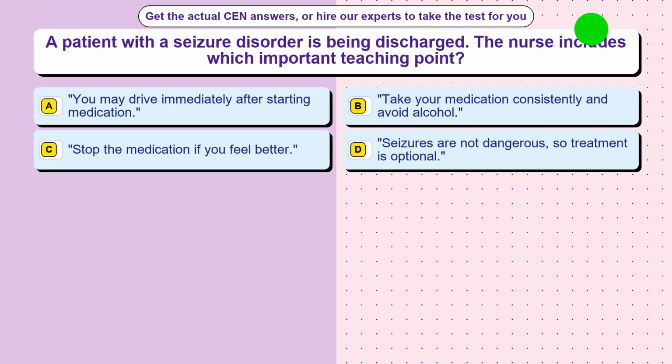Question 72. A patient with a seizure disorder is being discharged. The nurse includes which important teaching point? Option A, you may drive immediately after starting medication. Option B, take your medication consistently and avoid alcohol. Option C, stop the medication if you feel better. Option D, seizures are not dangerous, so treatment is optional.